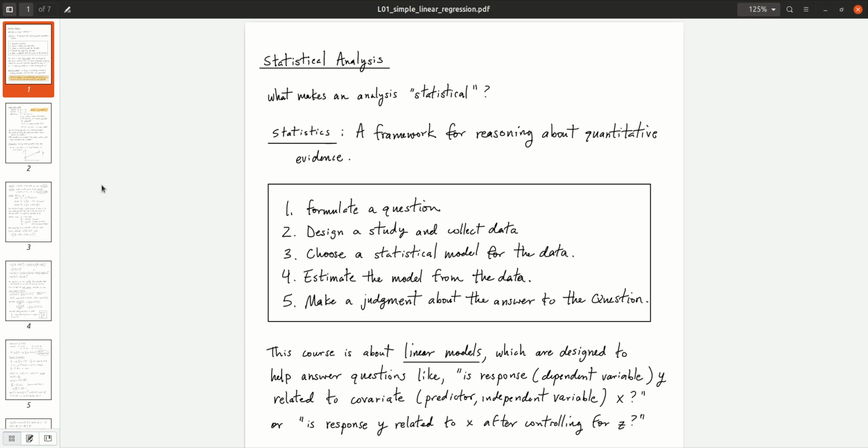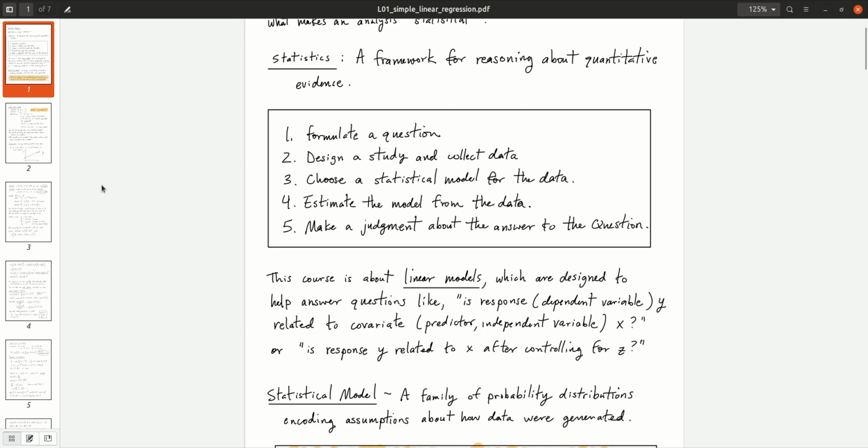Once we picked our model and we have our data, we can estimate the model or model parameters from the data. And then at the end of the day, we have to look at all the evidence and make a judgment about the answer to our question. And that's taking into account all of the things that you did prior to getting to this last step. What is your question? Are the data relevant to the question you're trying to answer? What's good, what's bad about the statistical model that you picked? How accurate are your estimates of parameters in the model? And you have to use all of these things and come up with a judgment.